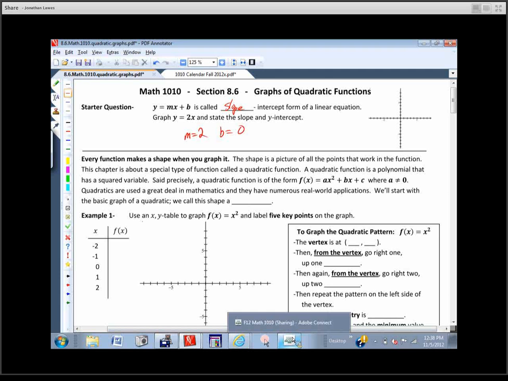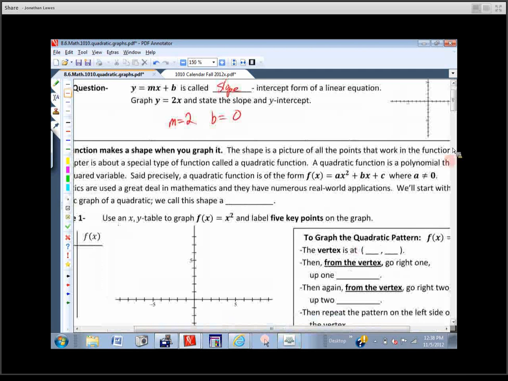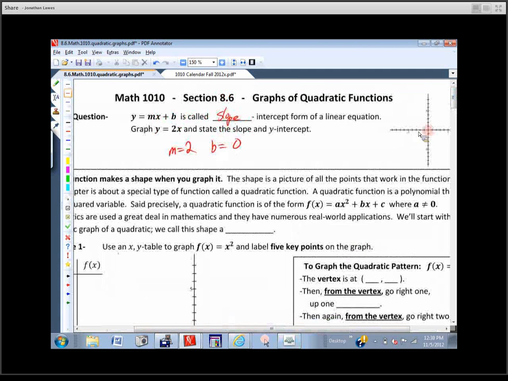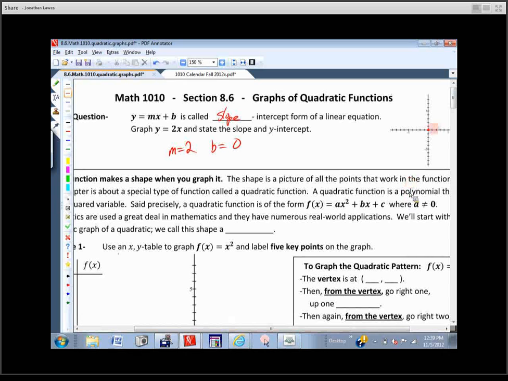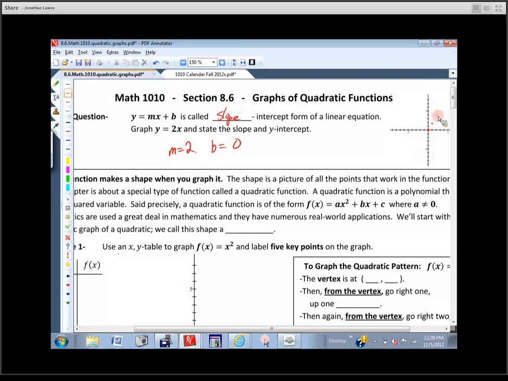Okay, now here's the shape that it makes. When I plug in a 0, I get out a 0. When I plug in a 1, I get out a 2. When I plug in a 2, I get out a 4, and so forth. If I plug in a negative 1, I get out a negative 2. If I plug in a negative 2, I get out a negative 4. Whatever the number is that I plug in, it doubles it. If it was positive, it stays positive. If it's negative, it stays negative. So I get a line that looks something like this.